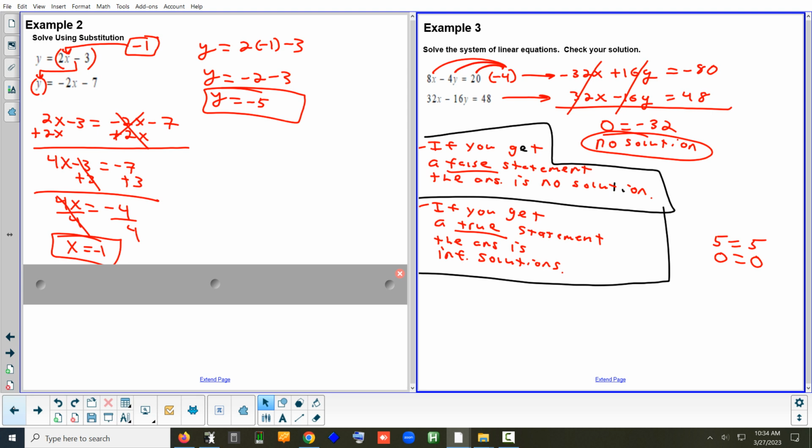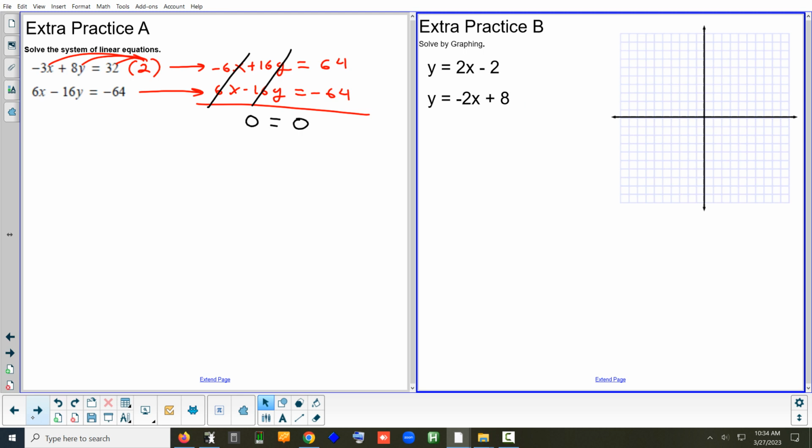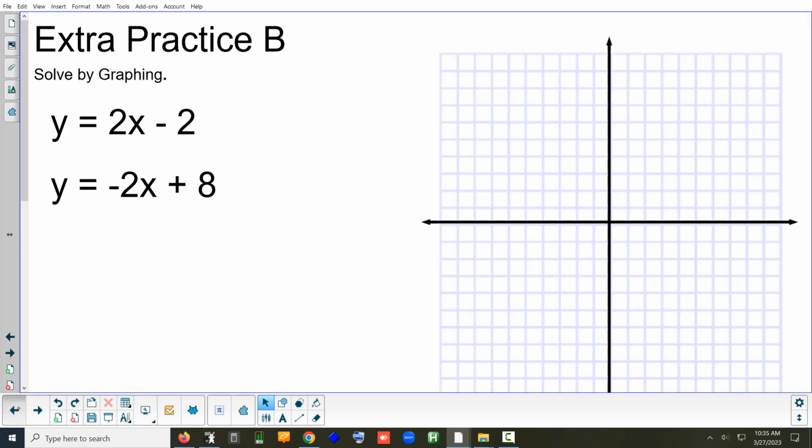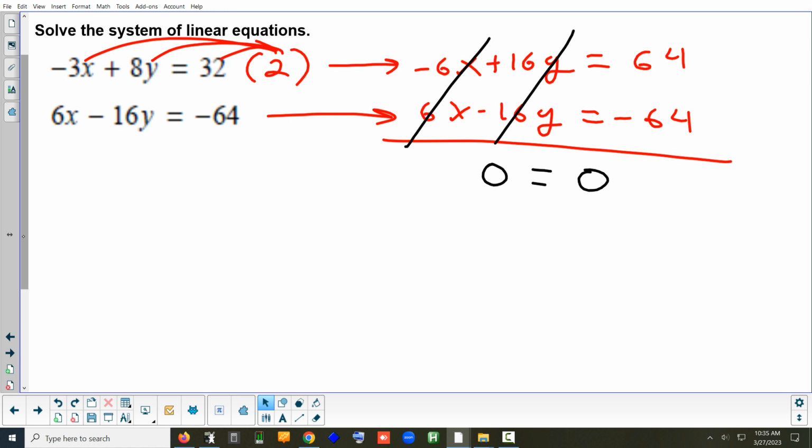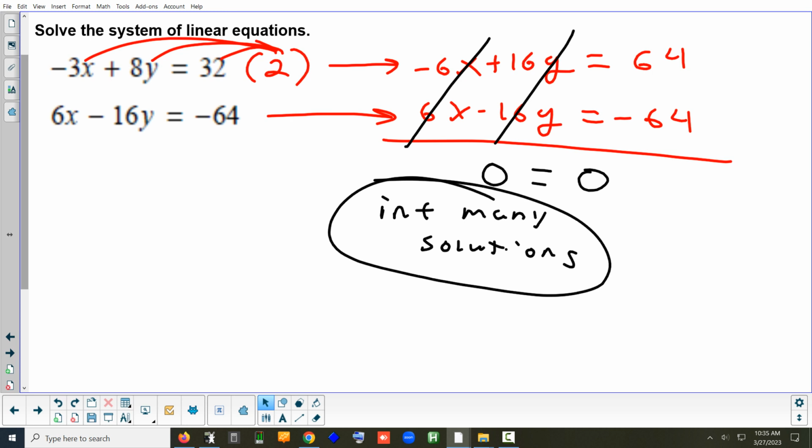Let's go back here for 1 second. Did we get a false statement? Or did we get a true statement? True. So we got a true statement in this one. This one was false. 0 equals -32. That's not true. 0 equals 0. Yeah, that's true. So when we get a true statement, what do we write down to the answer? Yep, there's infinitely many solutions. And remember, if you were to draw these two lines, they would be right on top of each other. They are the exact same line.